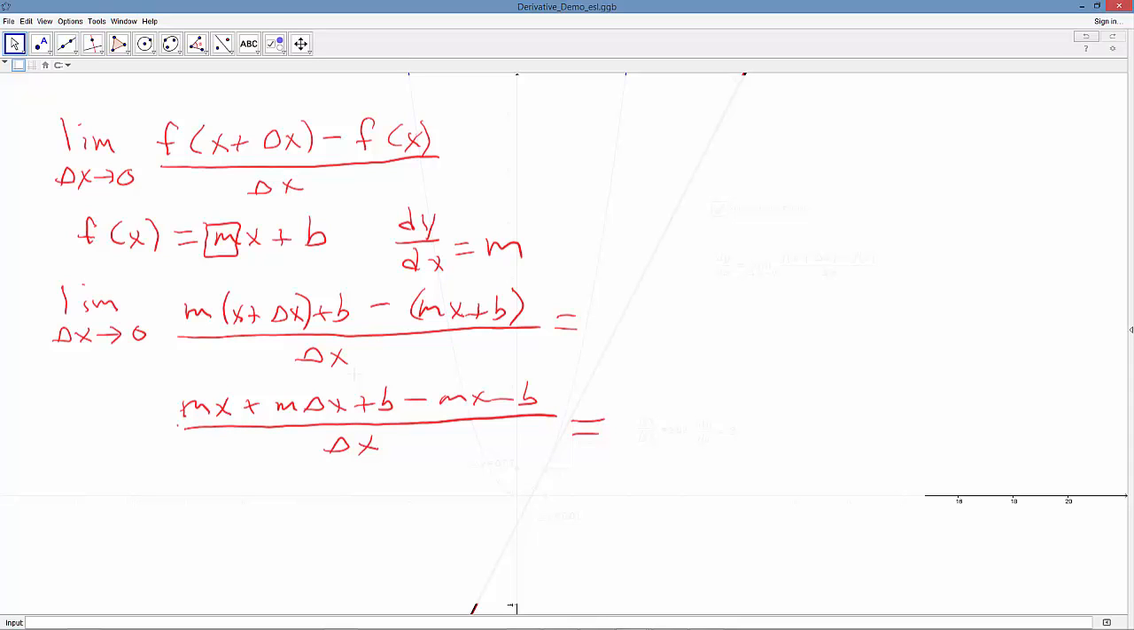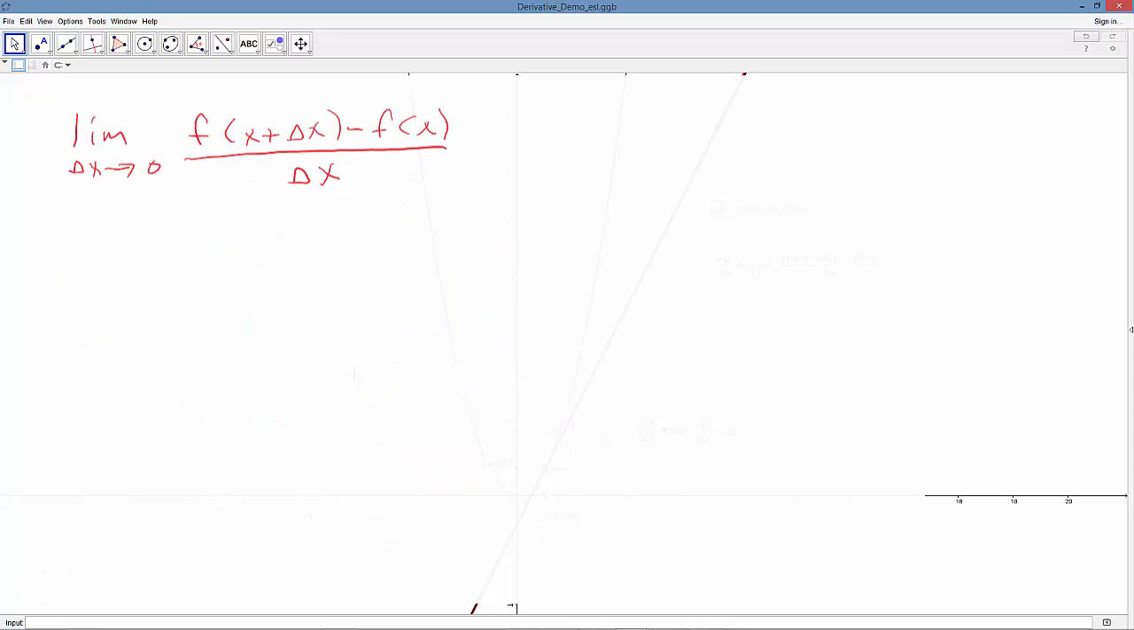So we'll do some simplification. Our mx's are going to cancel, our b's are going to cancel, and what we're left with is m delta x over delta x. The delta x's will cancel, and that'll just leave us with m. So the derivative of a linear equation is given by m. So the rate of change of a linear equation is m, which we already know from algebra, that the slope of a linear equation is constant and given by m. So that works out well.